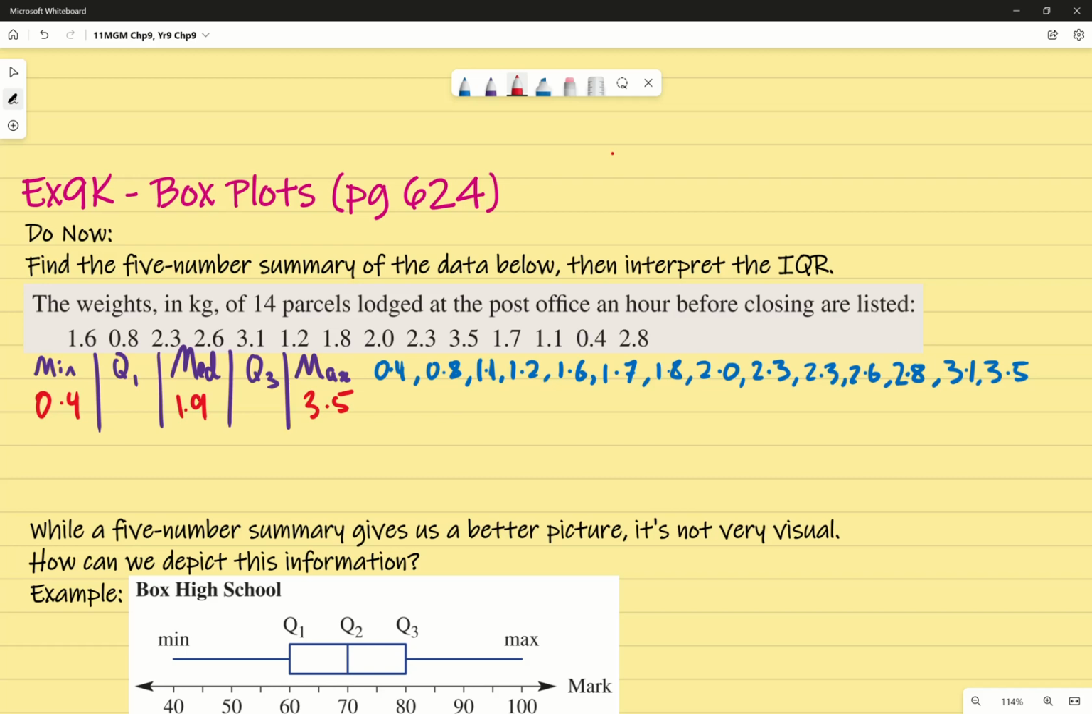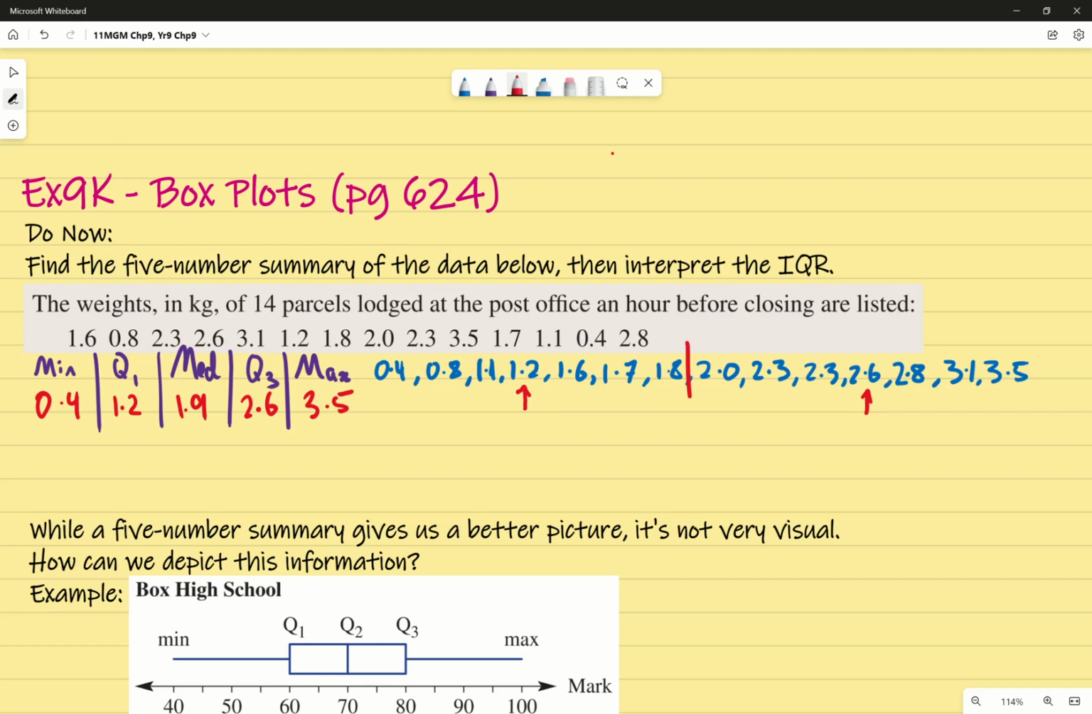So let's focus on this one here. We said 1.9 is there. Let's cut it off there. We've got 1, 2, 3, 4, 5, 6, 7 values left. Let's find our Q1. So that's going to be our 4th value in. So that's going to be 1.2. And of course, same thing with the right-hand side. We're going to go 1, 2, 3, 4. It's going to be this value, 2.6.